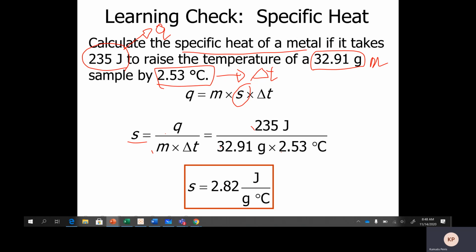That's how you will use the specific heat in order to calculate the amount of heat released or absorbed during a thermal process. What is the equation you'll use? Yes, Q equals M multiplied by S multiplied by delta T.